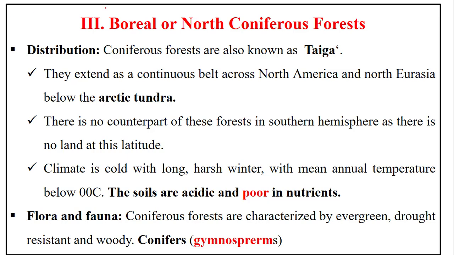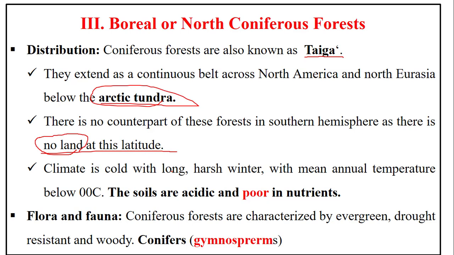Okay, the third forest is the boreal or northern coniferous forest. The distribution: coniferous forests are also known as taiga. They extend as a continuous belt across North America and North Asia, or Russia, in northern Russia below the Arctic tundra. We will see what the Arctic tundra is. There is no counterpart of this forest in the southern hemisphere, as there is no land at that latitude.